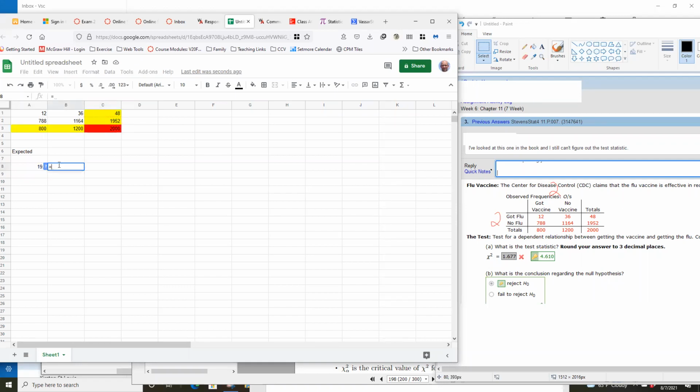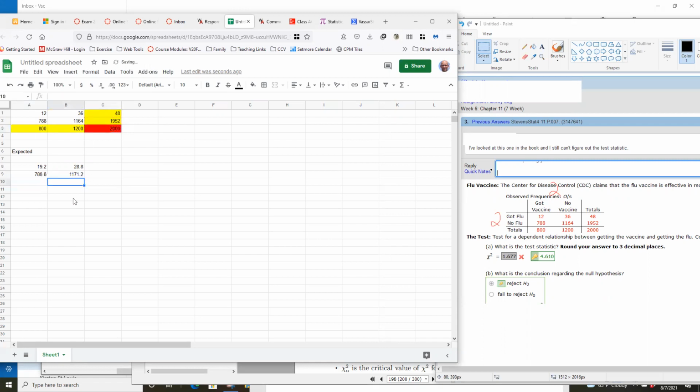Then I'll do the same thing for the same row. For the 36, I'm going to do 48 times the 1200 divided by the table total. Now I'll do the same thing for the 788: row total times column total divided by table total. And then I'll do the same thing for that last cell: row total times column total divided by table total.